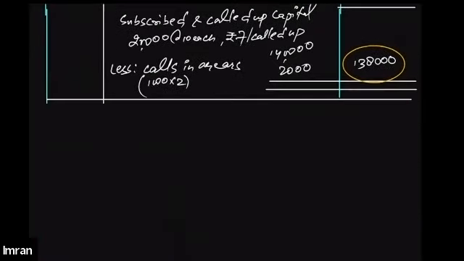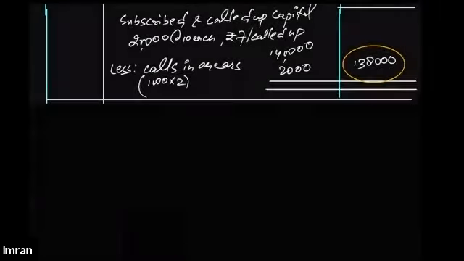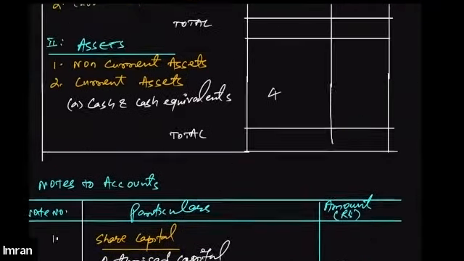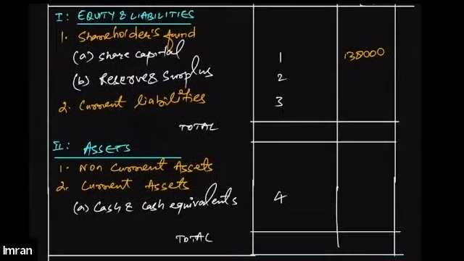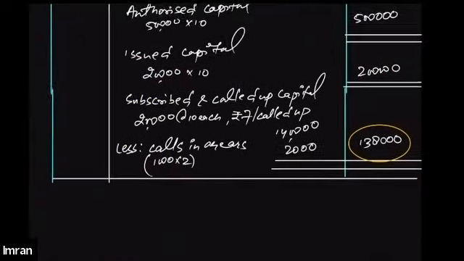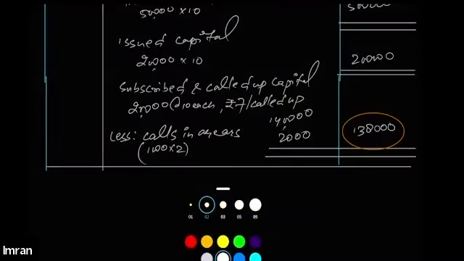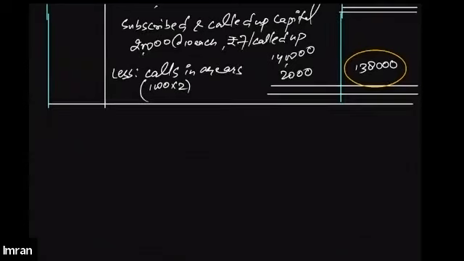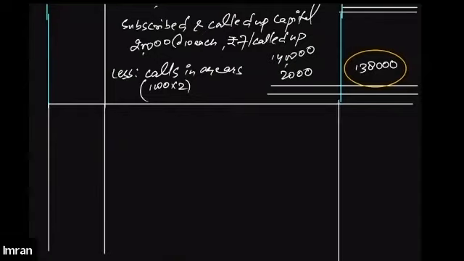Now let's talk about what more are we required to find out. We're required to find out the reserve and surplus, securities premium reserve. That is easy. We just collected 2 rupees on premium along with the allotment money. So notes to account number 2. Second. This is called reserve and surplus.